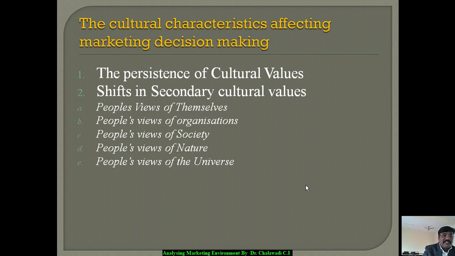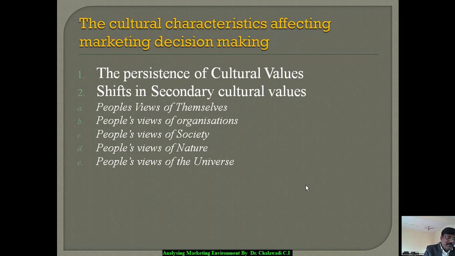Views of others, in the sense of organizations. People's views of organizations means people vary in their attitude towards corporations, government agencies, trade unions, universities and other organizations. By and large, people are willing to work for a major organization and have expectations. I have to work in Infosys, in a Tata company, in Procter and Gamble, in a different sophisticated company. What are their expectations? These are all values, and that's why they change day by day.